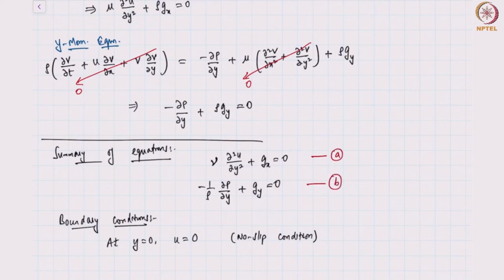If you look at equation A, then it's a second order differential equation. In fact, I can replace the partial derivative for u with total derivative. And this is a second order differential equation for u, and I can integrate it twice, and I will get two constants, which means that I will need two boundary conditions for u. Let's do that.